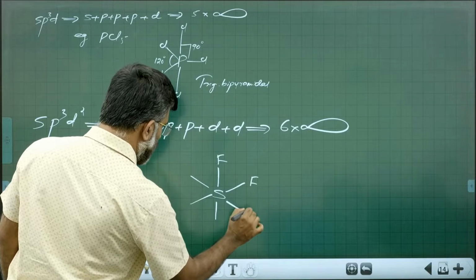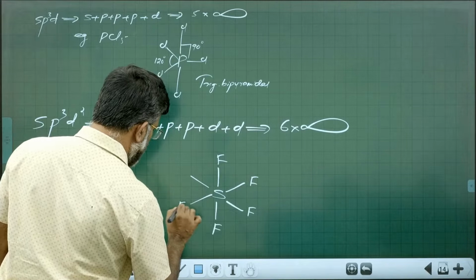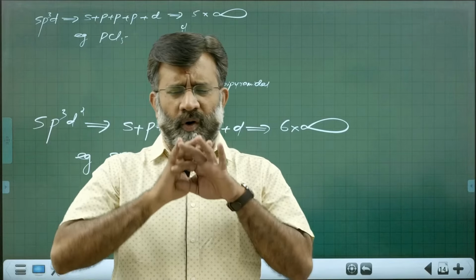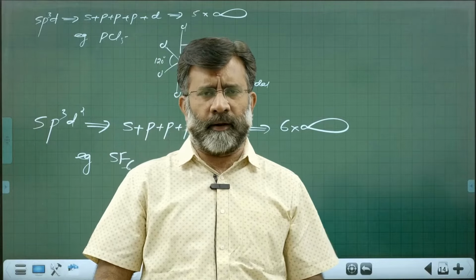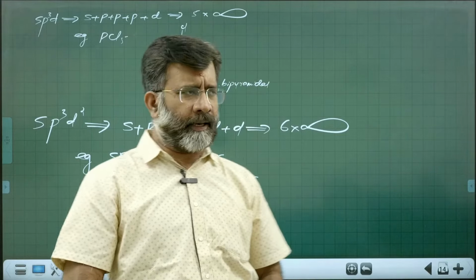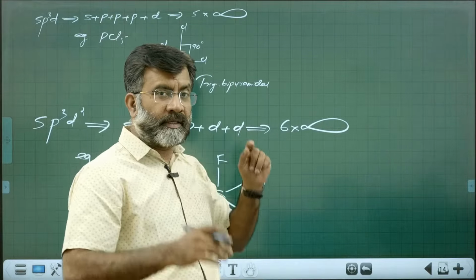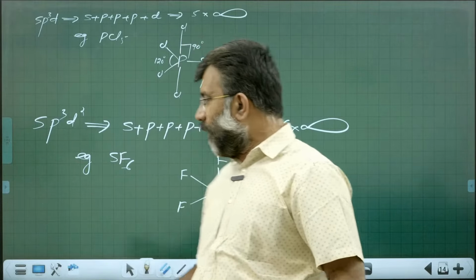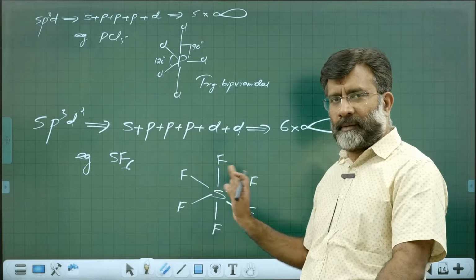The 6 orbitals are allocated in such a way that it makes an octahedral geometry. All 90 degree bond angle. All bonds are equivalent, identical, 90 degree. Unlike the previous case, axial bonds are more elongated than planar bonds. Here, all the bonds are equivalent and make 90 degree.